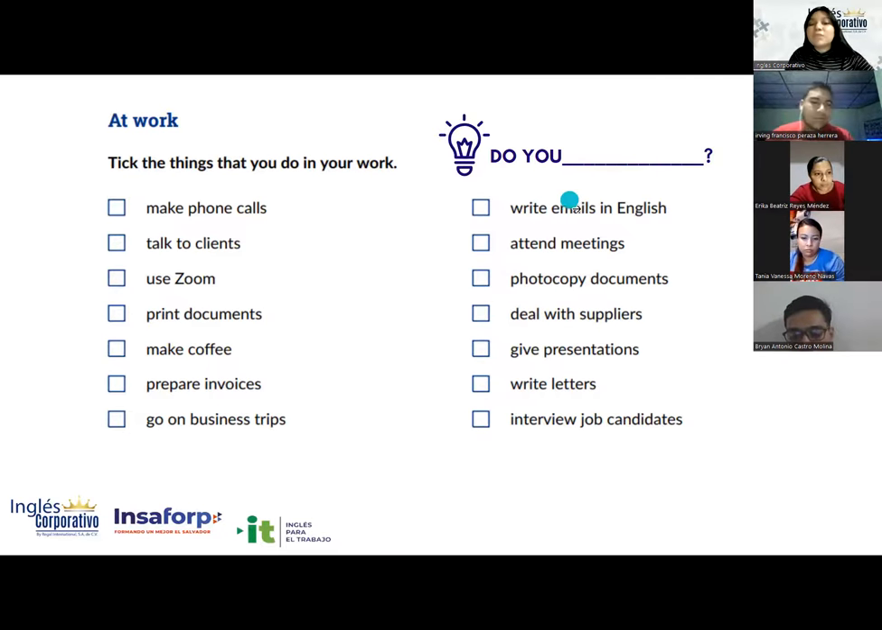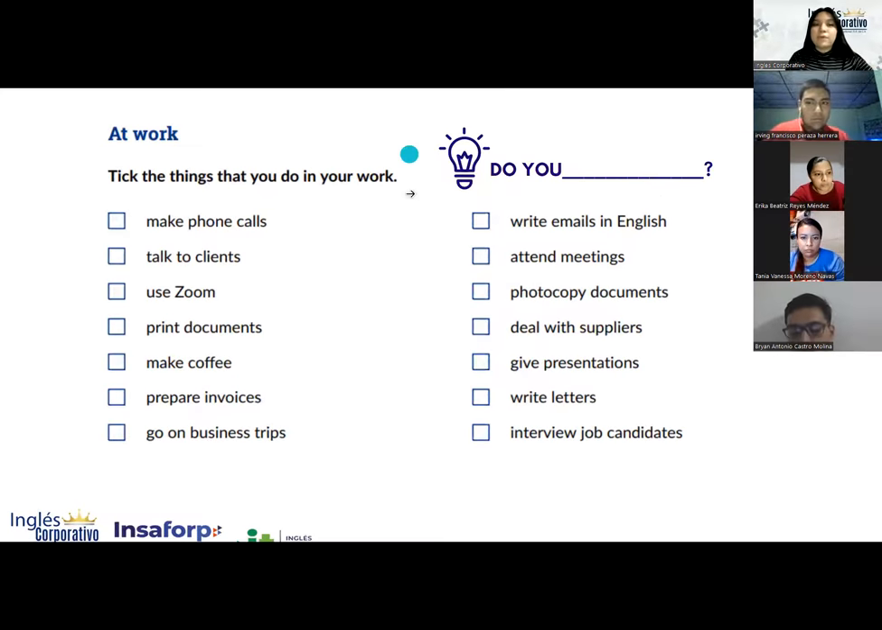Así, todas. Hasta saber qué es lo que hace su compañero and the things that he or she doesn't do. Y después le voy a preguntar de su compañero. Okay? So, pay attention, okay? A su compañero, ponga la atención para que pueda responder después. Okay, so here we go.